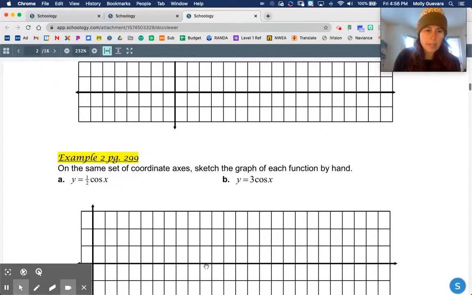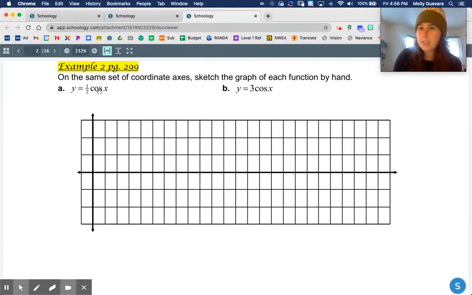Example 2, very, very similar. The only difference is it's cosine. I want you guys to go ahead and try this, either using different colors or just make sure that you label it very carefully. Notice the only thing that's different is the amplitude, and it tells you what it is, right? So here we can do this part. My amplitude is 1/2. And then over here, my amplitude is 3, and you're just going to sketch them both. So go ahead and hit pause on the video, try it, and then when you're ready to check your work, hit play.